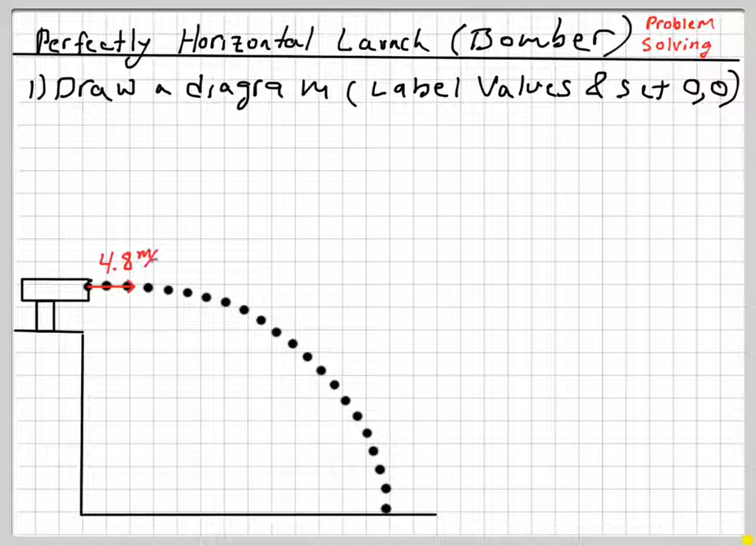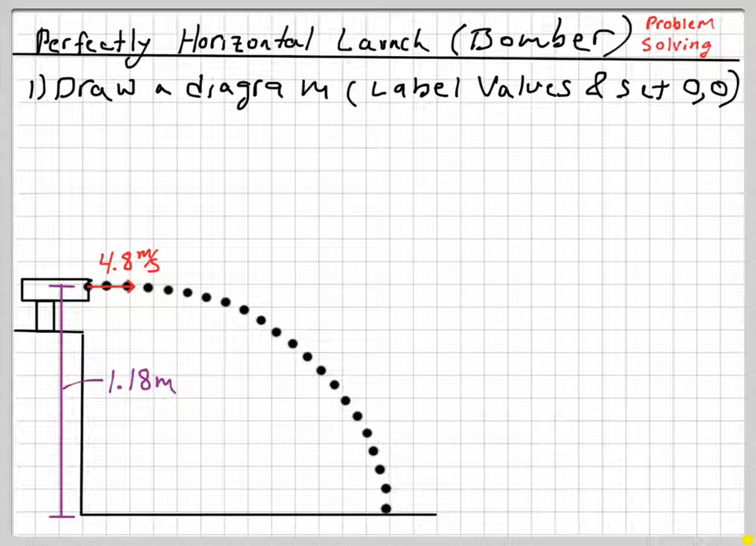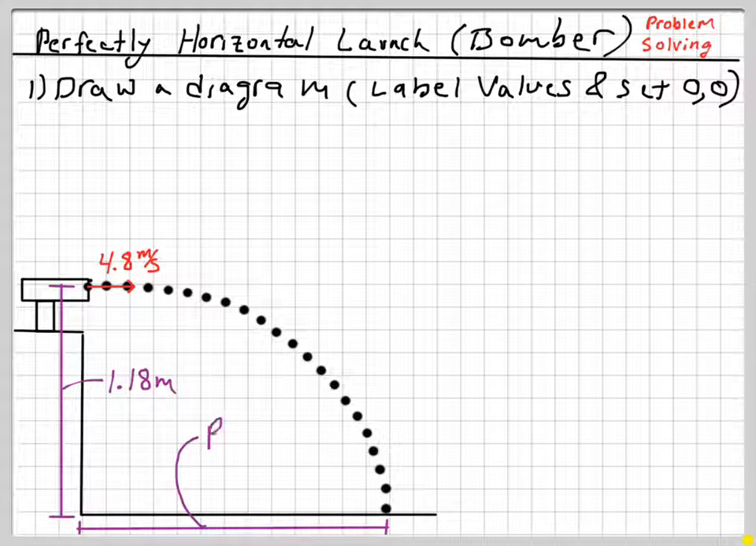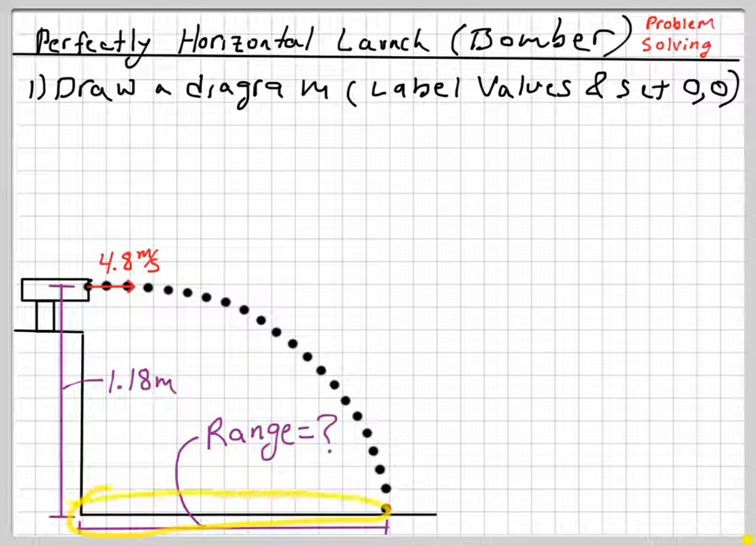First of all, as I mentioned in the video, the launcher fires at a velocity of 4.8 meters per second. I also mentioned that I measured the height of it to be 1.18 meters above the ground. And then finally, our goal is to try and calculate what the range of this is. And range is a special way of saying the distance traveled in the x direction.